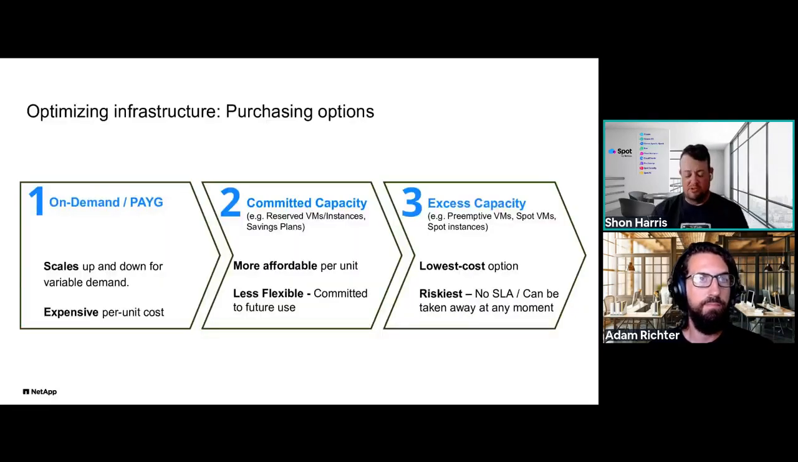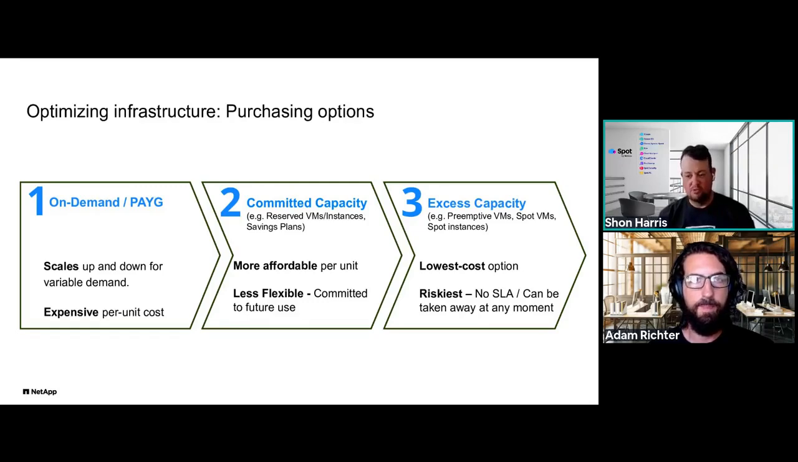There are 3 ways to purchase your infrastructure. We can do it the most expensive way, on demand or pay-go. We scale up and down based on demand, but it's the most expensive way. We can go to AWS and do committed capacity, where we buy reserved instances and savings plans. More affordable, but it's less flexible, because you're committing to future use that you may not have forecasting into. And then there's 3, the most risky and the cheapest, right? We can use those Spot instances.